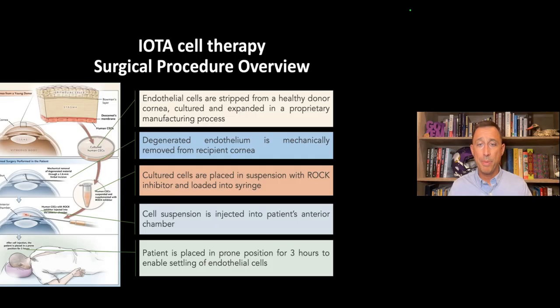Once it's injected, the patient then sits in a prone position, so face down for about 3 hours to allow these endothelial cells to settle, and then those endothelial cells will proliferate. The exciting thing about this is, number one, one Petri plate or one cultured human plate can treat 100 eyes.